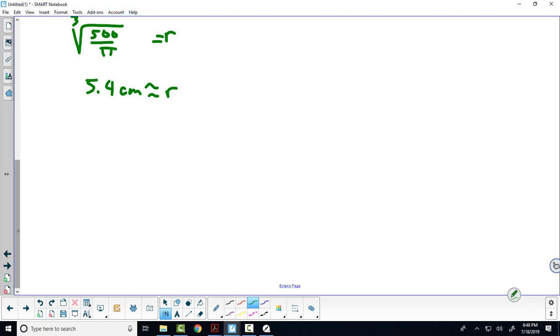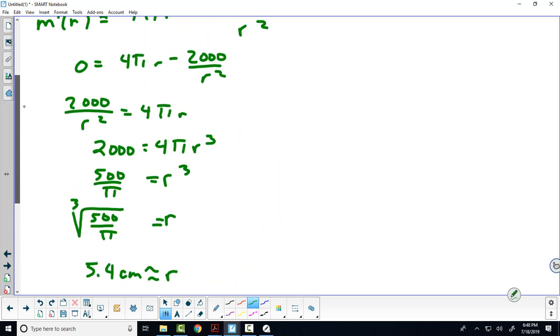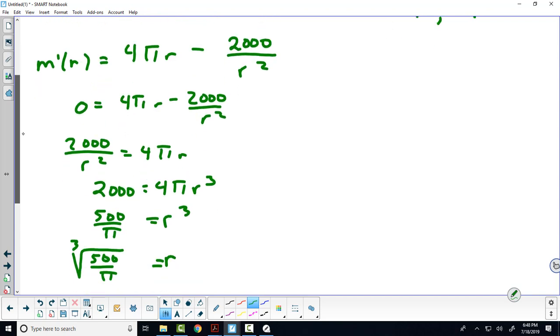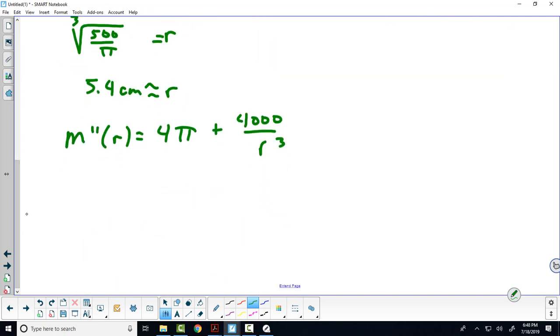Okay, so let's find the second derivative. M double prime of r should be 4 pi plus 4,000 over r cubed, I think. Let's check that. I can't remember. Yes, 4 pi r, so that'd be 4 pi, and then plus 4,000 over r cubed. Any questions on that?